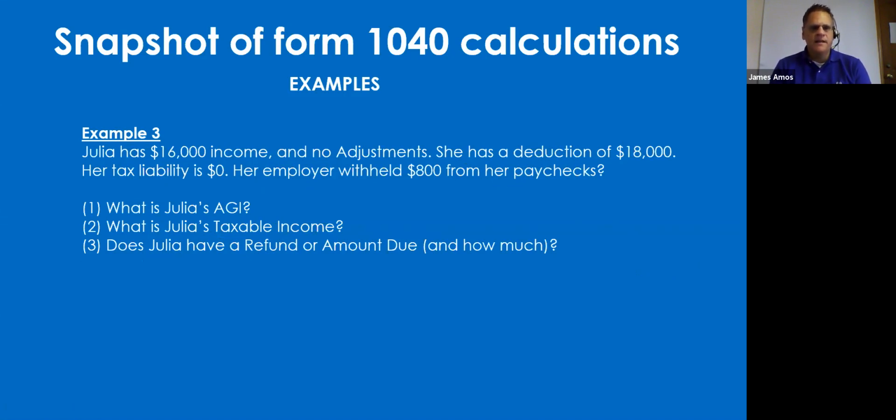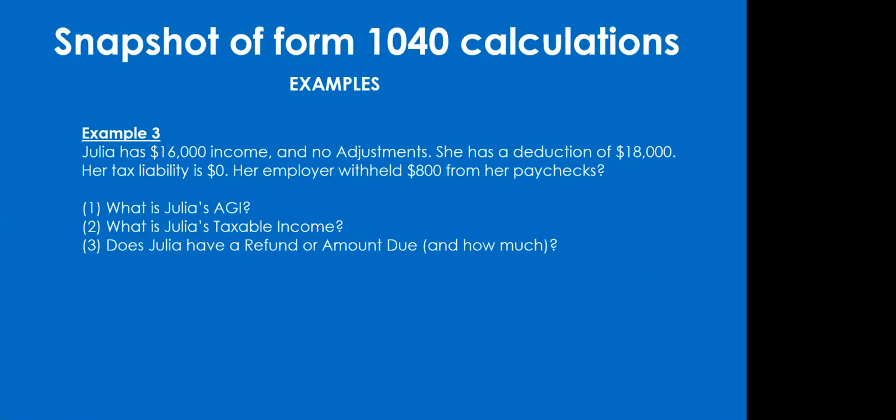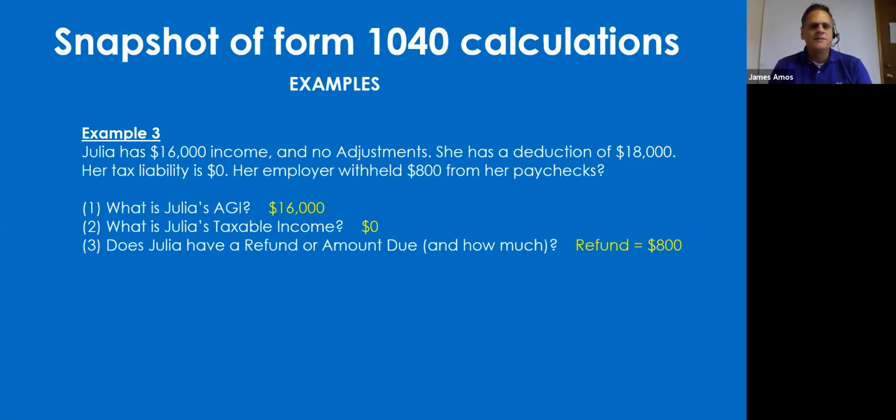Julia has $16,000 income and no adjustments. She has a deduction of $18,000. Her tax liability is 0. Her employer withheld $800 from her paychecks. AGI 16,000. Yep. Taxable income 0. Yep. Refund 800. That's exactly right.